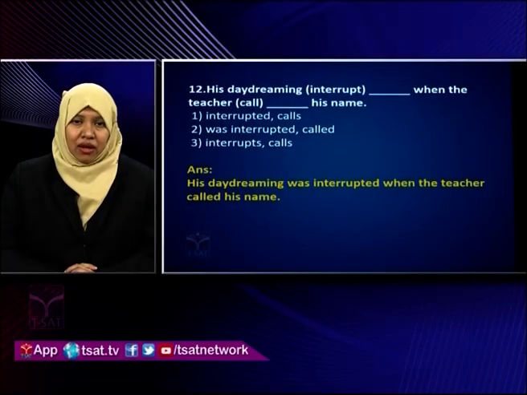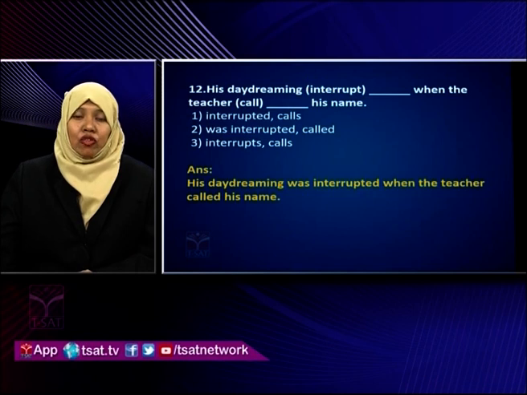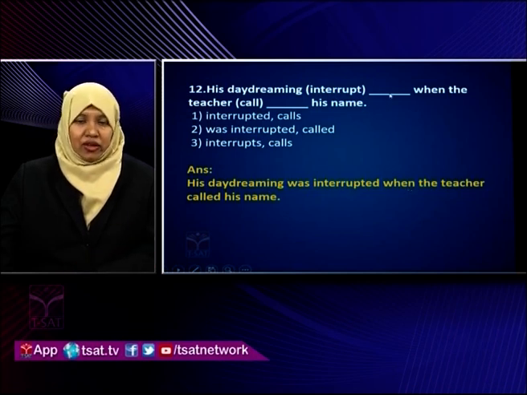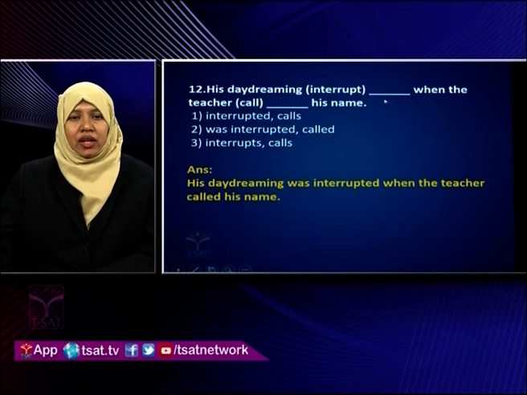Next question. His daydreaming dash when the teacher dash his name. Again look for the clue. The clue is "when" in this sentence. When talks about past tense. So again you have to use past form of verb in the first blank. His daydreaming was interrupted. Interrupt is the verb. You should use past perfect. Was interrupted when the teacher called his name. The first part of the sentence is in past perfect and the second part is in simple past tense.